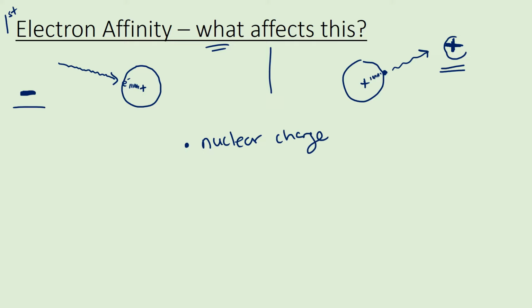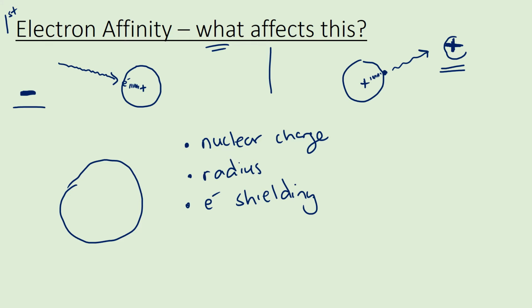We will look at the radius, and we will look at the electron shielding. So just as we saw with ionization energy, if we have a bigger radius, there's more shielding, and therefore the attraction to the nucleus is less. So if the radius is bigger and the shielding is therefore bigger, that means that less energy is released. So less energy is released here. So it's less exothermic. So you'd have a smaller value.